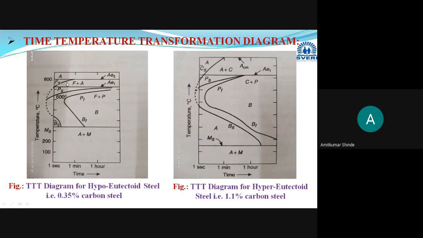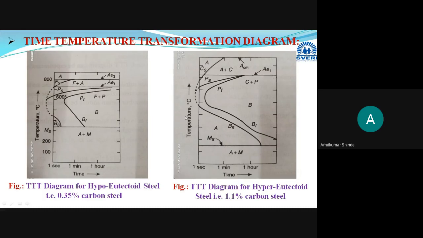Just what you have to understand here, in case of hypoeutectoid steel, martensite formation is very difficult. Here martensite transformation is very difficult. You are getting a very small gap here, or you have to do cooling faster than this, less than 1 second. It is almost impossible. That's why in hypoeutectoid steel we cannot do the hardening.